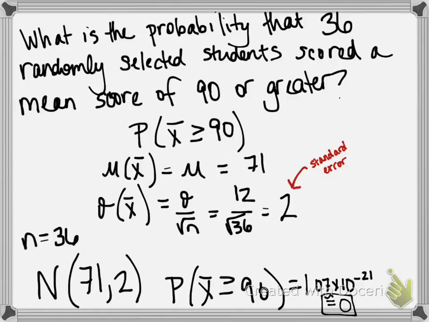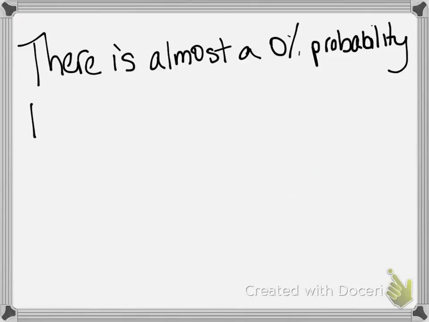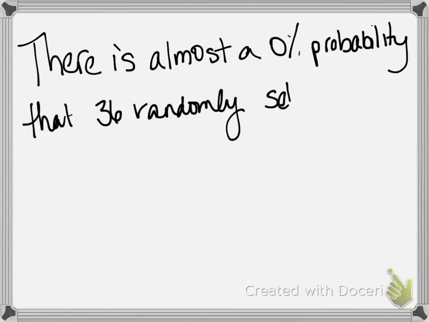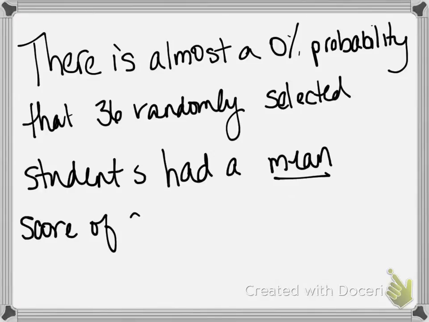All right, so if you plug this in again into StatCrunch or into your calculator's normal CDF, you get the probability of greater than or equal to 90 is 1.07 times 10 to the negative 21st. That's basically a decimal point with 20 zeros in front of it and then a 1. That's pretty much 0 probability. So we would say that there's almost a 0% probability that 36 randomly selected students would get a mean score of 90 or more.